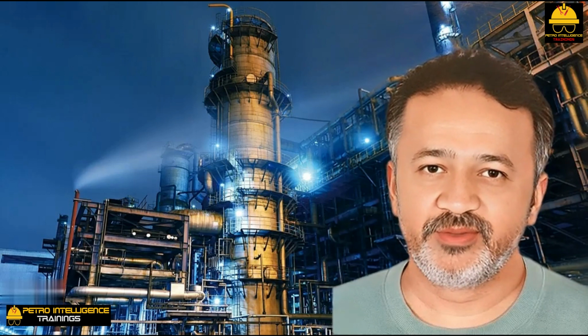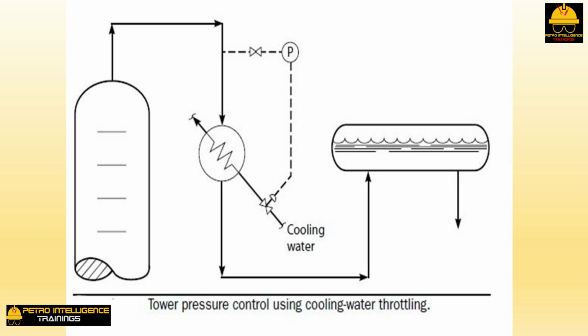To lower the tower pressure, we must first cool the reflux drum. This reduces the vapor pressure of the liquid in the reflux drum. The oldest, most direct method of pressure control is throttling on the cooling water supply. This scheme is shown in the picture.